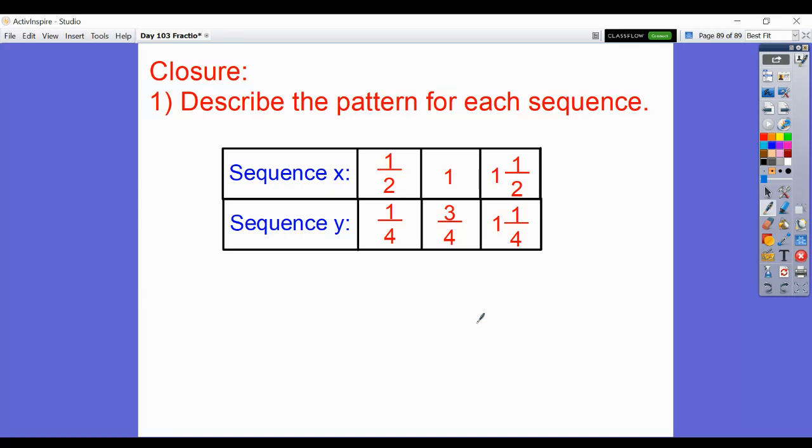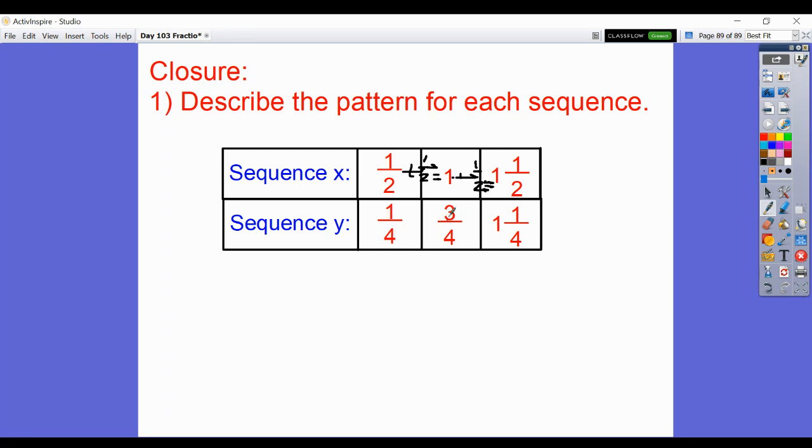Closure. Describe the pattern for each sequence. Sequence X, sequence Y. Okay? Pause it here. Do the work, and then come back to me when you're finished. Okay, you're back, and hopefully you got it. So we started with 1/2, and 1/2 plus what equals 1? You're right, 1/2. So this would be 1/2 plus 1/2 equals 1. And 1 plus what, 1/2, equals 1.5. So here would be begin with a half and add a half each time, because 1/2 plus 1/2 equals 1. 1 plus 1/2 equals 1.5.